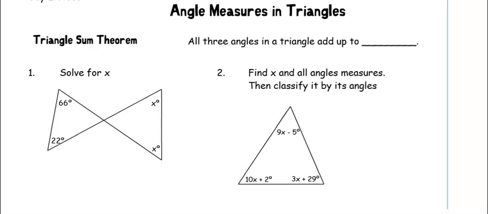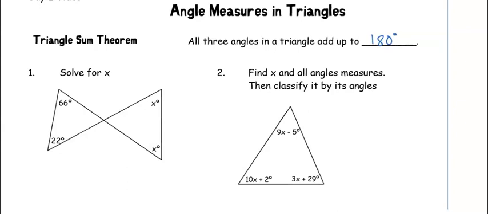Hi, today's video is going to be looking at the different angle measures in triangles. So the first theorem we're going to look at is the Triangle Sum Theorem. The Triangle Sum Theorem says that all three angles in a triangle have to add up to 180 degrees. Tri means three, a triangle has three sides, and if it has three sides, it has three angles. All three of the angles must add up to 180.